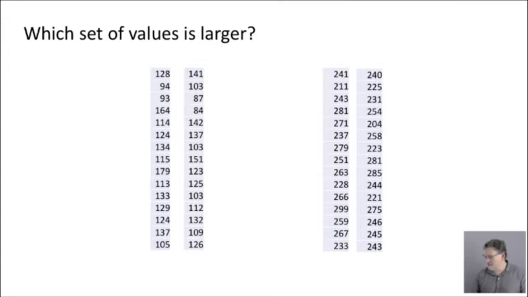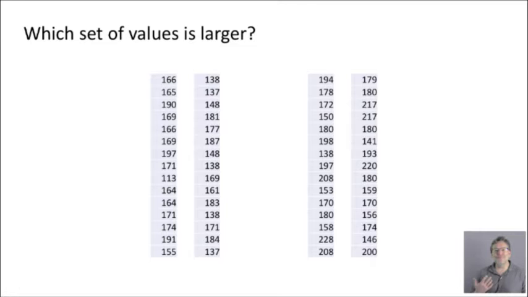But I'm going to show you another example here in which it might not be so easy to see which set of values is larger, the one on the left or the one on the right. When I take a look at these two sets of data, most of the values on the left are in the 100s. Most of the values on the right are also in the 100s. It might be difficult to tell exactly which set of values is larger. Hence, some of our measures of central tendency.